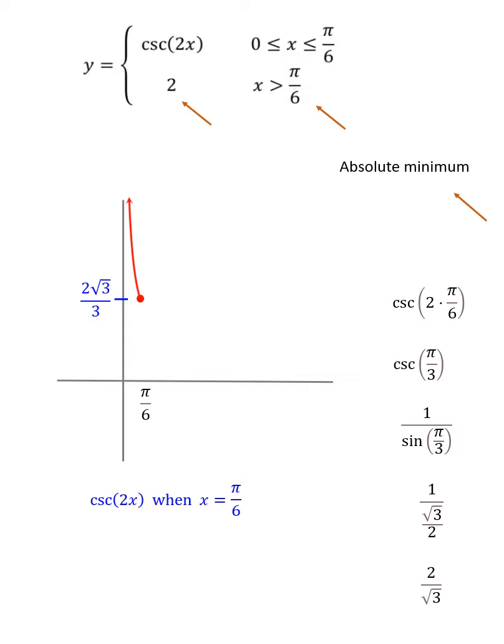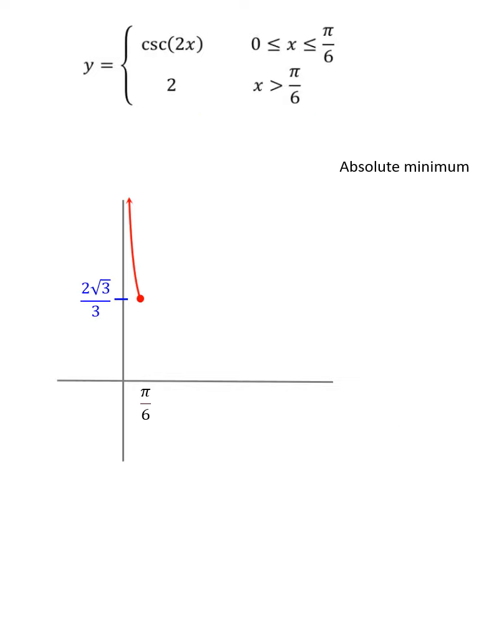Well, if you were to work that out, even without a calculator, you would know that it's lower than 2. Look at the bottom right corner. 2 over radical 3 is 2 over 1 point something. And 2 over 1 point something is definitely less than 2. And if that y value is less than 2, then 2 must be above that point.